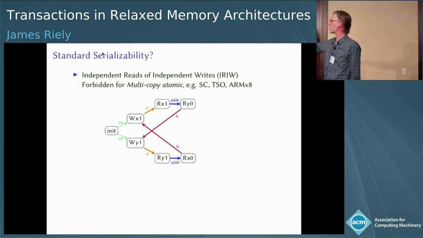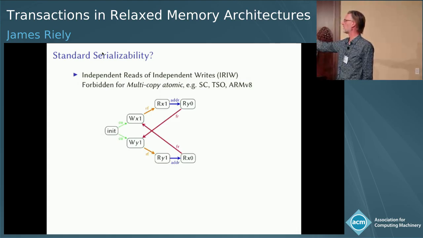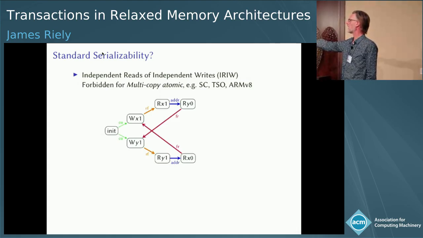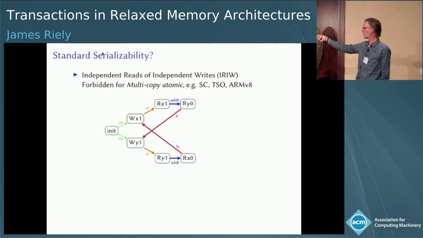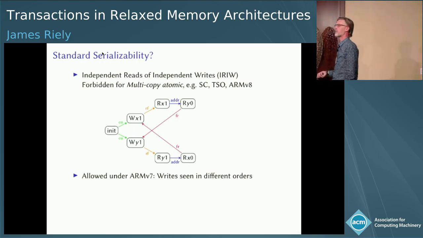So here, after initialization, we have a thread writing X is 1, another different thread writing Y is 1, and now we have two reader threads, and they read X and Y in different orders. The question is, can you read the new value and then see the stale value in each thread? This is disallowed under multi-copy atomic architectures, such as TSO and ARMv8. But this is allowed under architectures that allow writes to propagate to different processors in different orders, such as ARMv7.